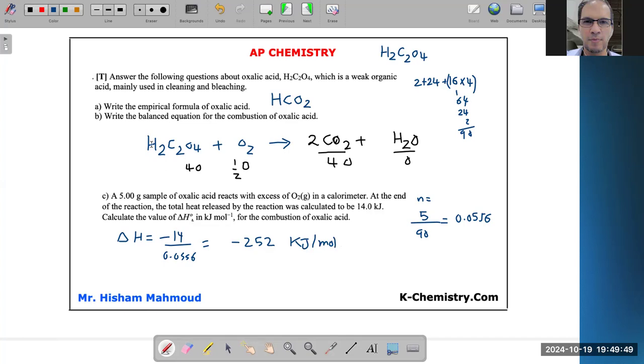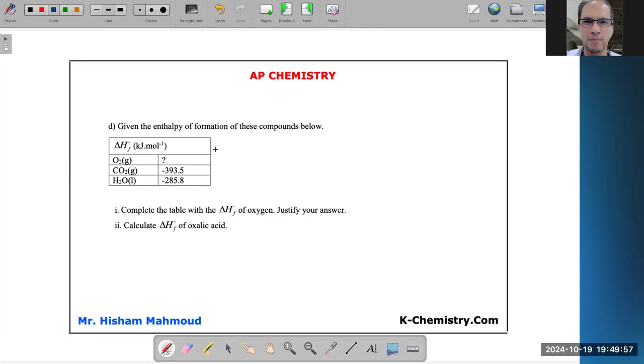Right, let's see, Mariam, the enthalpy of formation of this is below, calculate that. So next one is the enthalpy of formation of these compounds below is given. What is oxygen? Oxygen we said is 0. So complete the table with the delta H of formation of oxygen, justify your answer. We know it is 0 without calculation, right? Because it is an element, and any element, what is the delta H of F? It is 0.